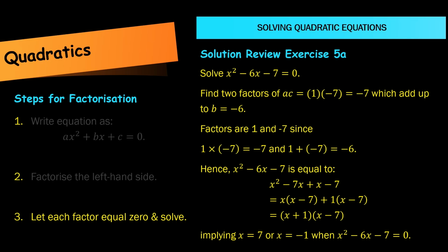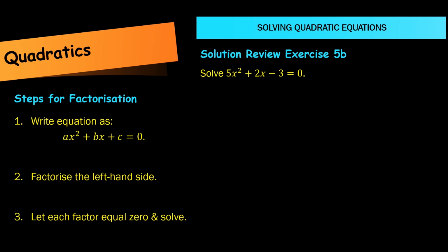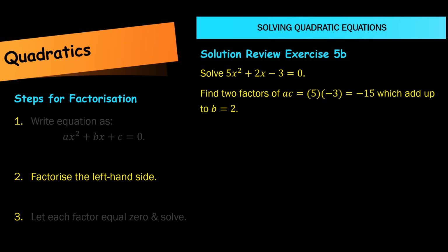And now for review exercise 5b. Solve 5x squared plus 2x minus 3 equals 0. As this equation is already in the form ax squared plus bx plus c equals 0, we can directly move on to step 2, as we did in the previous exercise. We need to find two factors of AC equals 5 times minus 3 equals minus 15, which add up to b equals 2. As shown.